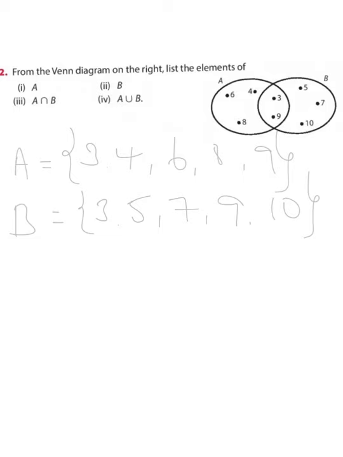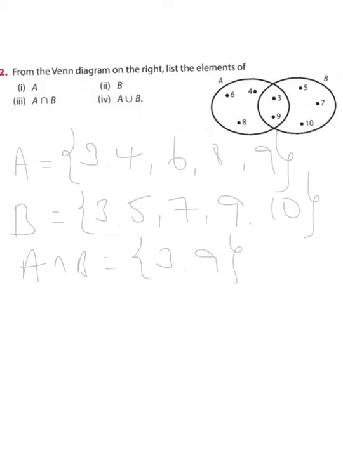Okay, so the next one that they want you to find is A intersection B. Remember the intersection part is where the two circles meet. Okay, so what they have in common in both of them. So it's this little section here. So then I'll just write it. Then A intersection B is the set 3 and 9.